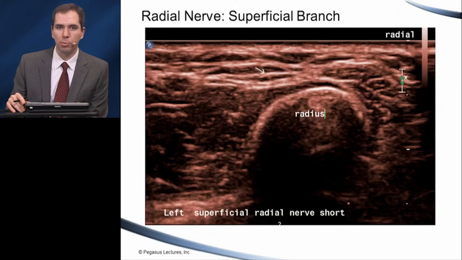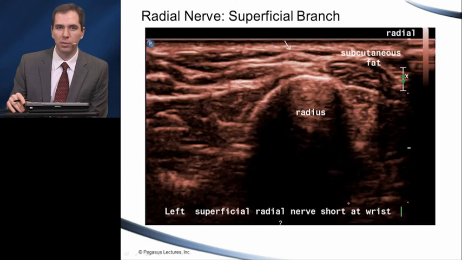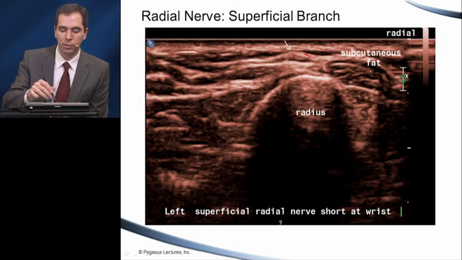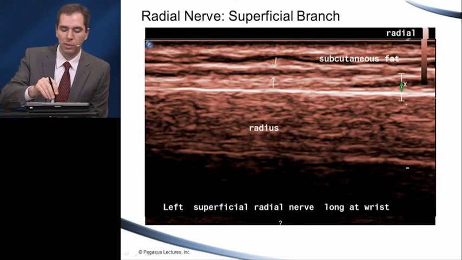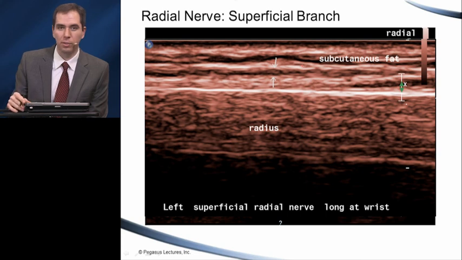So this is the superficial branch of the radial nerve running along the distal radius. It's in the subcutaneous fatty plane at this point, so it's right here where the arrow is pointing. And then we can see it in the long axis as well along the distal radius.